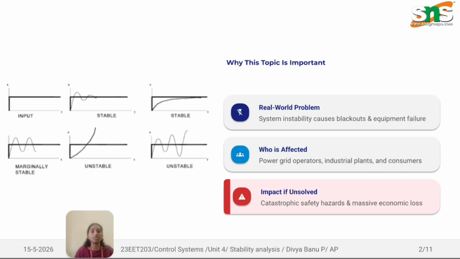So why is stability important? System instability causes blackouts and equipment failure. Equipment failure is a very serious issue. It is not just a word; it is a serious issue that we have to take care of. Who will be affected if equipment failure happens or it causes blackouts? Power grid operations, industrial plants and consumers. These are all the people who get affected if the system is not stable. And the impact if unsolved is catastrophic safety hazards and massive economic losses.